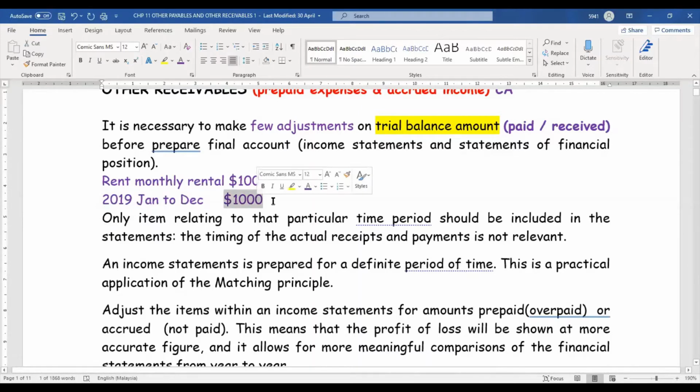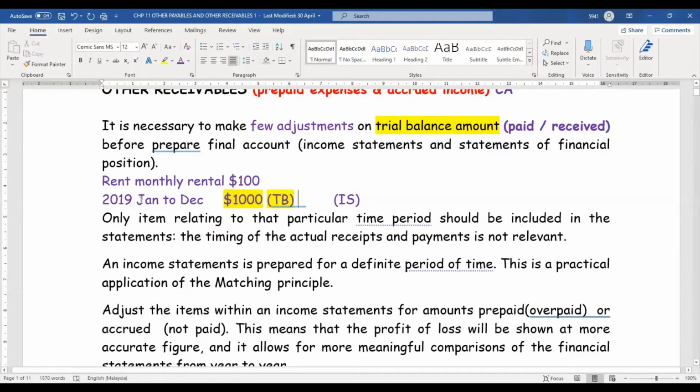So this 1,000 will be recorded in the trial balance. But now we want to do the income statement. In the income statement, we will write the expenses. So how much the expenses that we're going to write inside the income statement? Is this the expenses that we paid, which is 1,000 from trial balance?